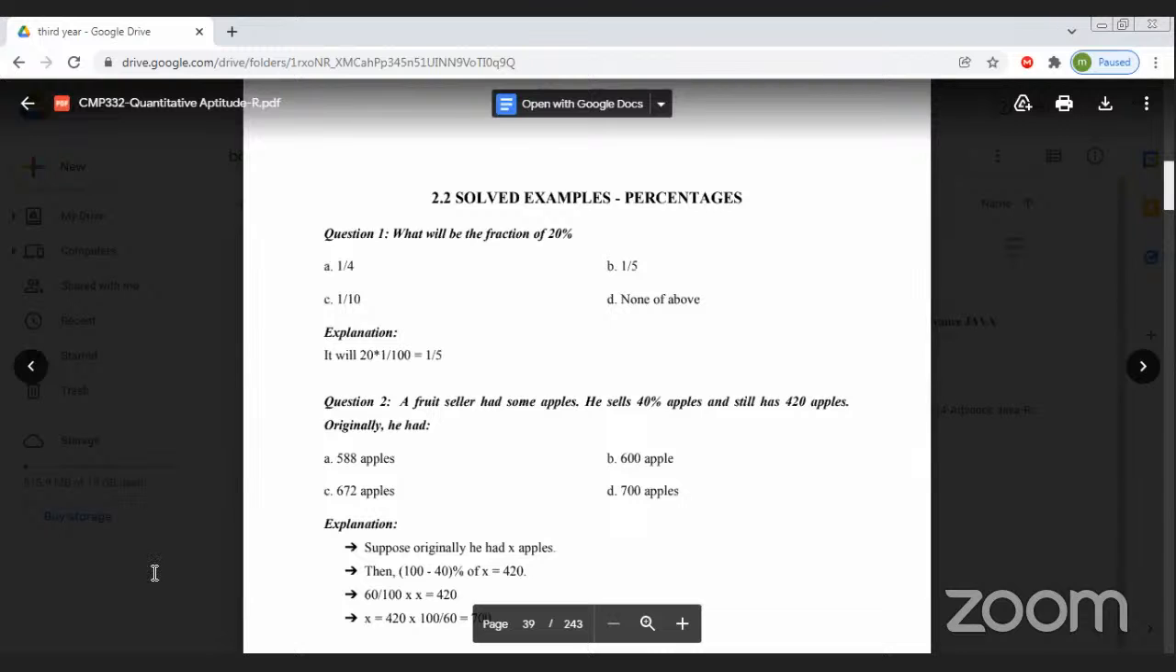Let's take a few solved examples. What will be the fraction of 20%? You need to find percent to fraction. So when you convert percent to fraction, what you have to do is divide it by 100. So it will be 1 by 5.